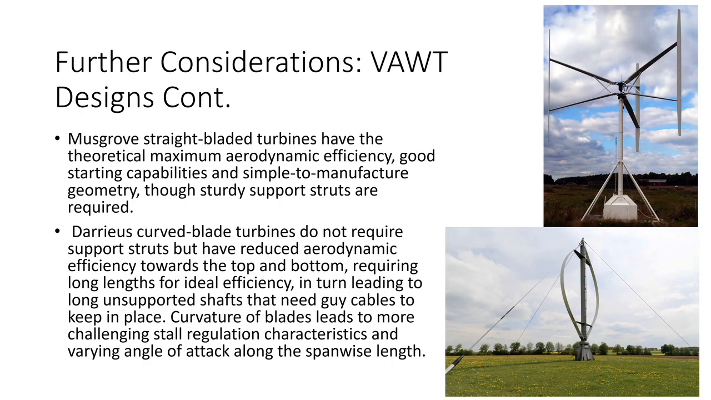The Musgrove straight-bladed turbines have the highest theoretical efficiency and good starting characteristics with simple geometry, though they require sturdy support struts. The Darrieus curved blade turbines do not require support struts, though they can still have them as shown in the picture. And they have reduced efficiency towards the top and the bottom, which means you need a really long turbine to get a decent efficiency, which also means a long unsupported shaft, which needs guy cables, also shown in the picture, to keep upright. And the curvature also means more challenging self-regulation in regards to stalling.